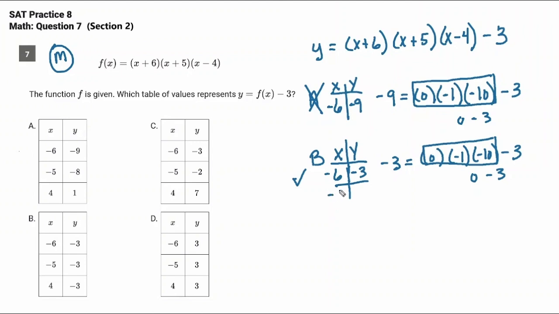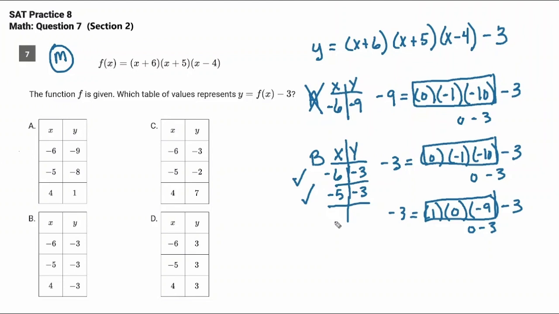Next set is -5 and -3. I want you to notice how these are all -3, and I want you to look for a pattern here. So y is -3. This time x is -5, so it's -5 plus 6, which is what? 1. Here's the pattern. -5 plus 5, what's that? 0. And then -5 minus 4 is -9, minus 3. So we've been doing this. All of this is what? 0. 0 minus 3. -3 equals -3. It does.